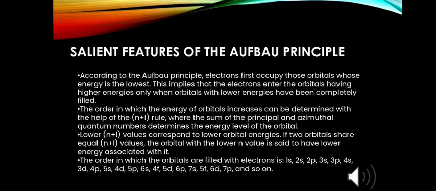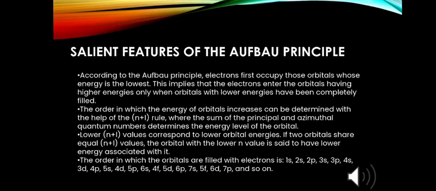The second feature states that the order in which the energy of the orbitals increases can be determined with the help of the n plus l rule, where n is the principal quantum number and l is the azimuthal quantum number, and the sum of these two numbers determines the energy level of the orbitals. This means that first we should have knowledge about n and l. After adding n plus l, we will get the energy of the orbitals.